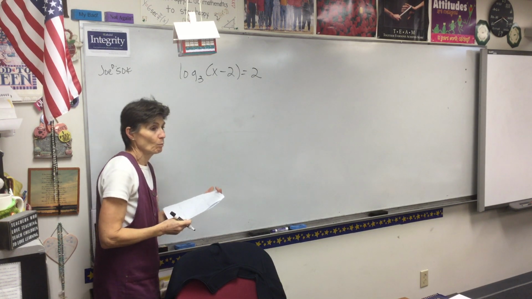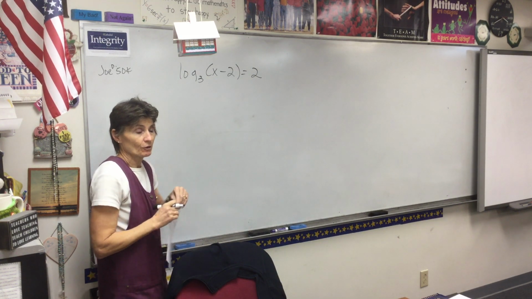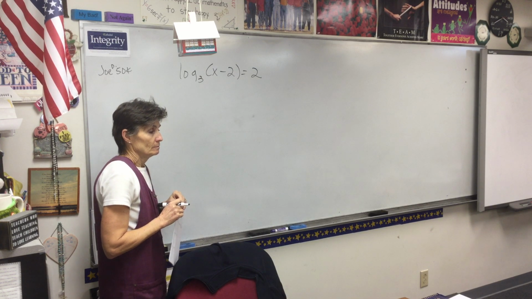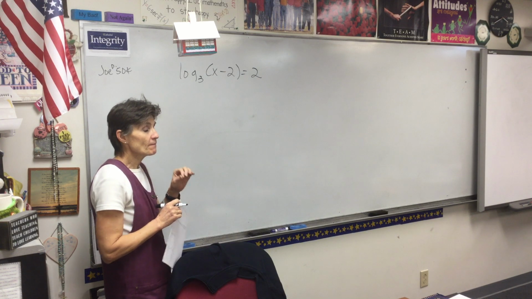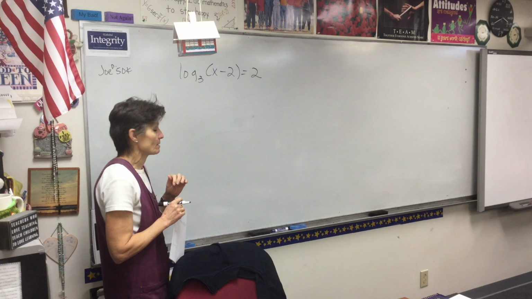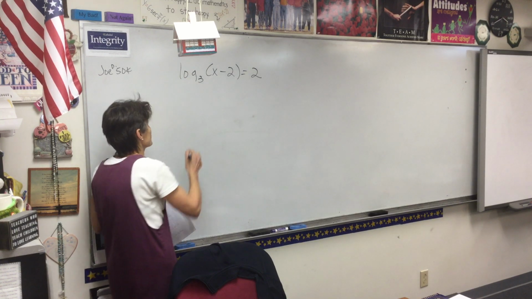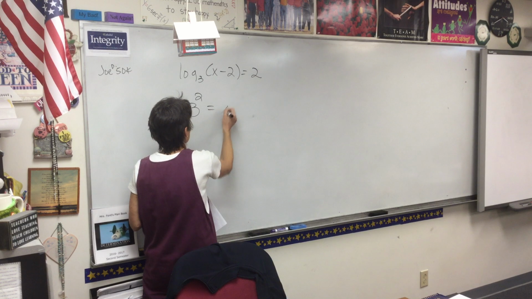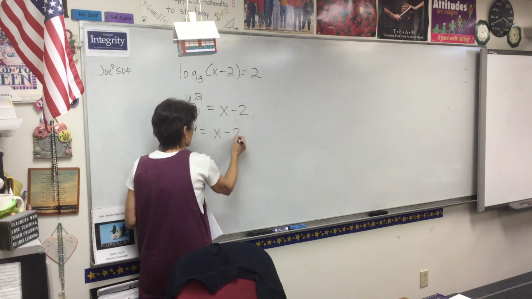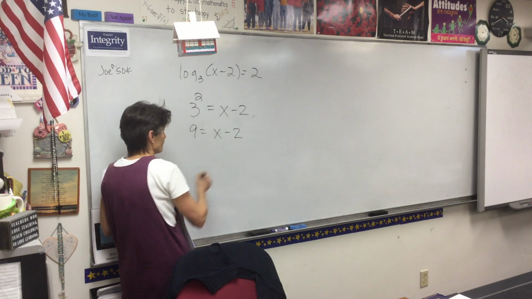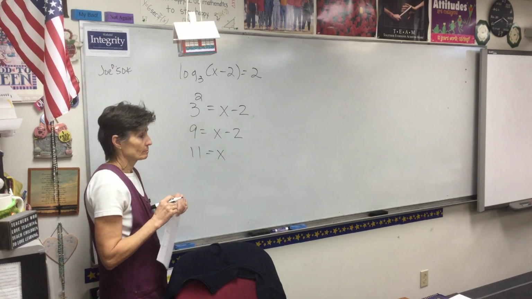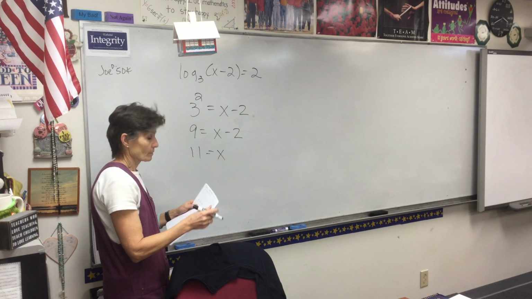Take a look at that problem. What do you think you're going to want to do? Loop-de-loo. If there's already a logarithm in the problem, do not put more logarithms into the problem. You want to get rid of that logarithm. So you're going to loop-de-loo. So 3 to the second equals x minus 2. So 9 equals x minus 2. And x equals 11. You okay with that?